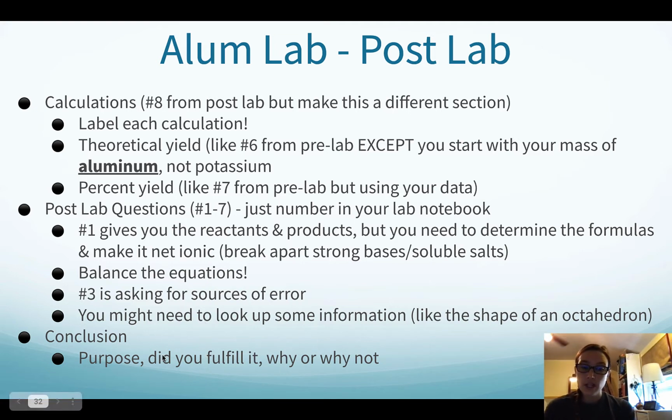And then conclusion, remember that is the purpose of the lab. Did you fulfill the purpose? Why or why not? And for why or why not, you need to make sure that you're giving evidence. So maybe it is percent yield, it is mass of crystals that you collected. You need to give some sort of evidence as to why or why you did not fulfill the purpose of the lab. So let's actually take a look at each of the calculations and post-lab questions in a little bit more depth.